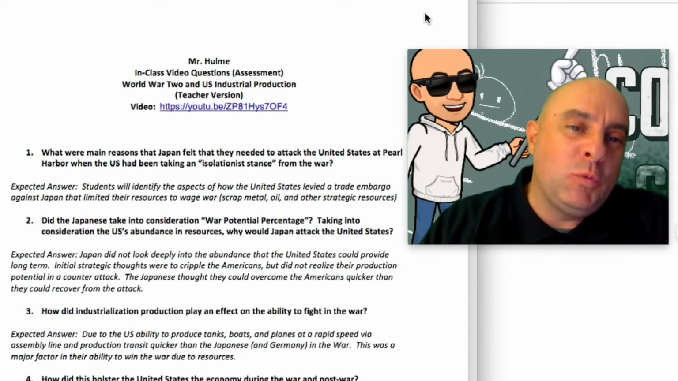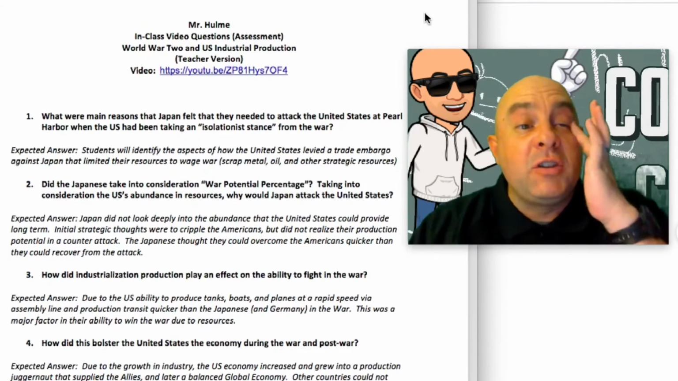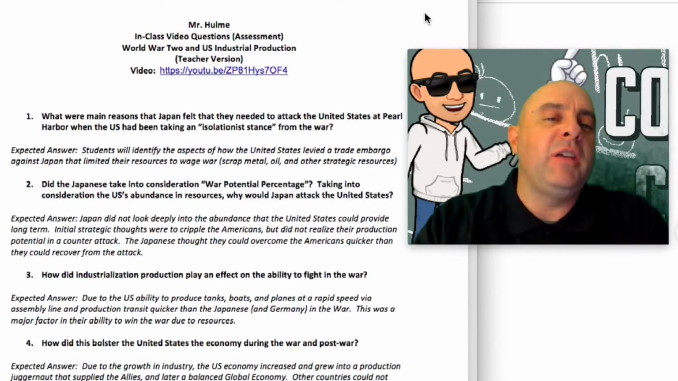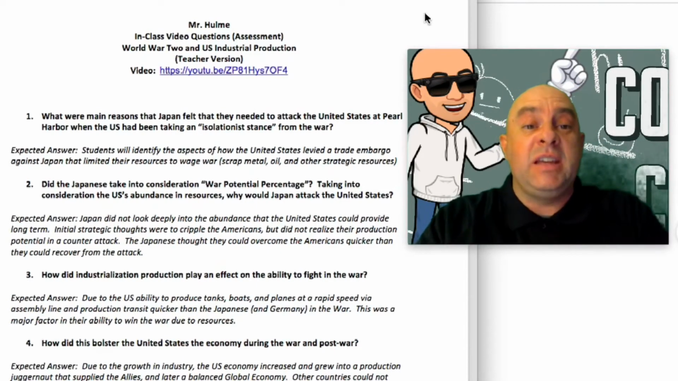In-class video assessment, World War II and U.S. industrial production. The video presented a lot of different facts. The first one is: what were the main reasons that Japan felt they needed to attack the United States at Pearl Harbor when the U.S. had been taking an isolationist stance from the war?